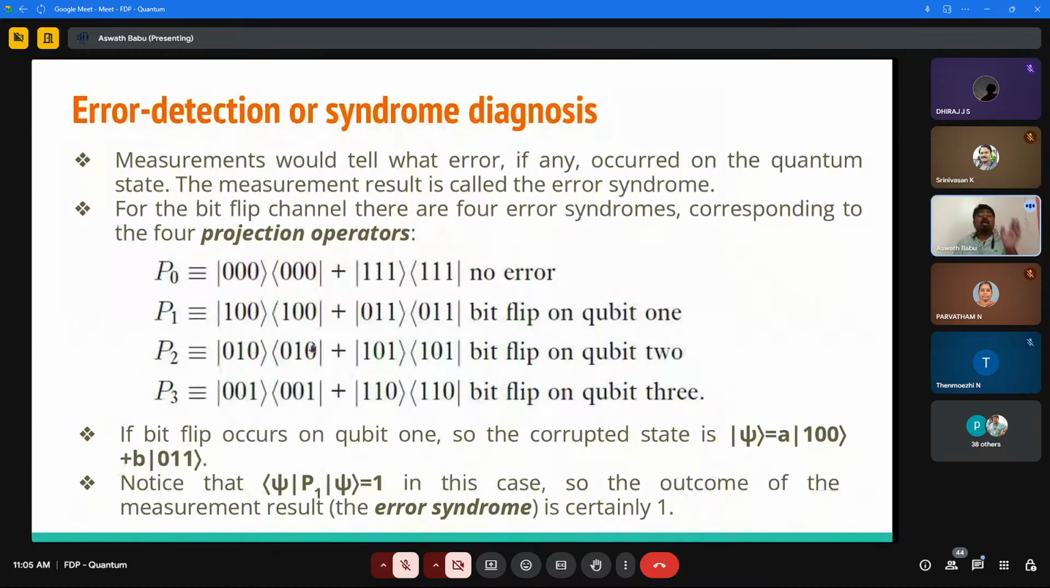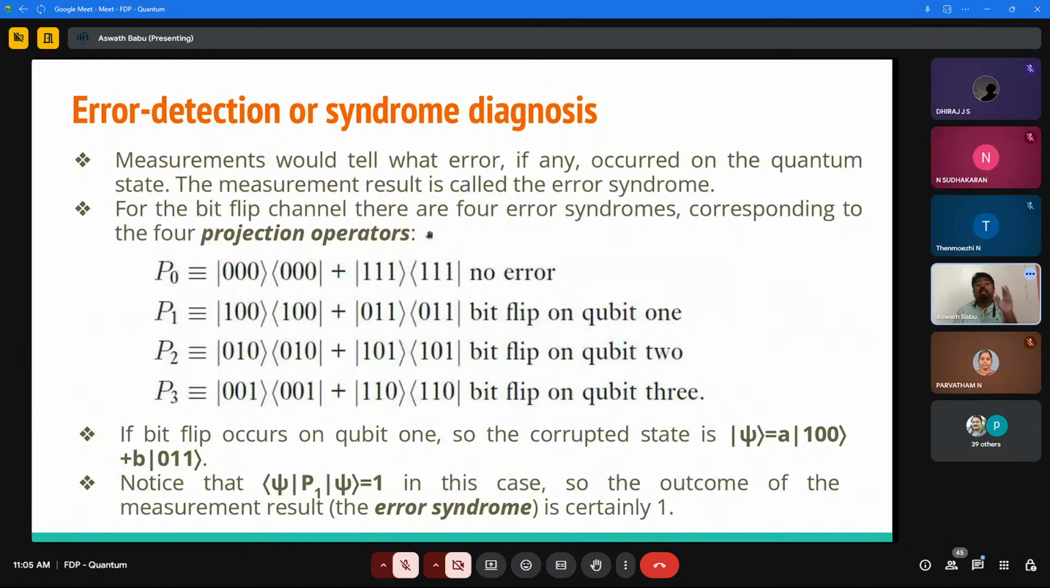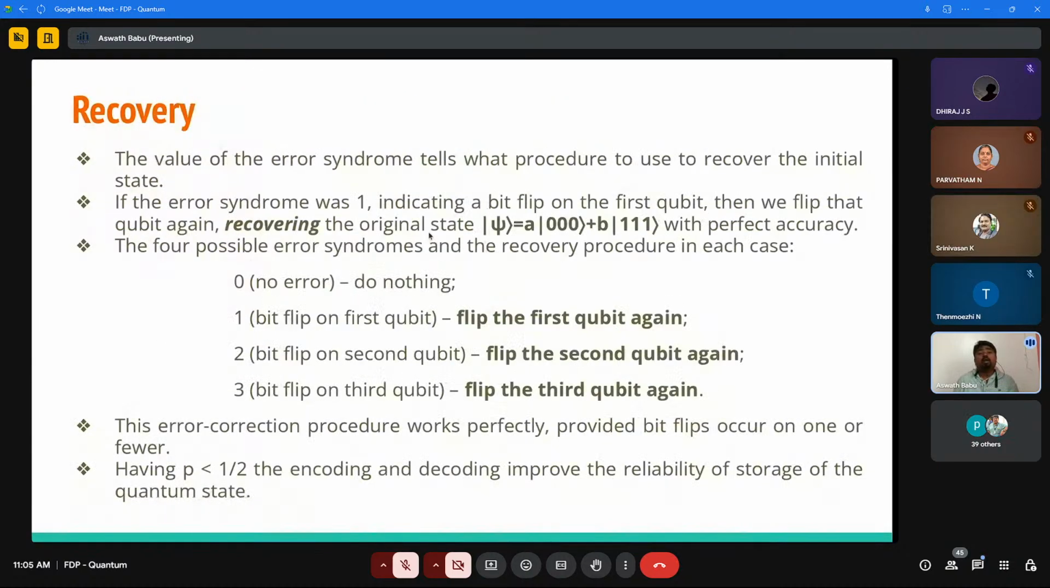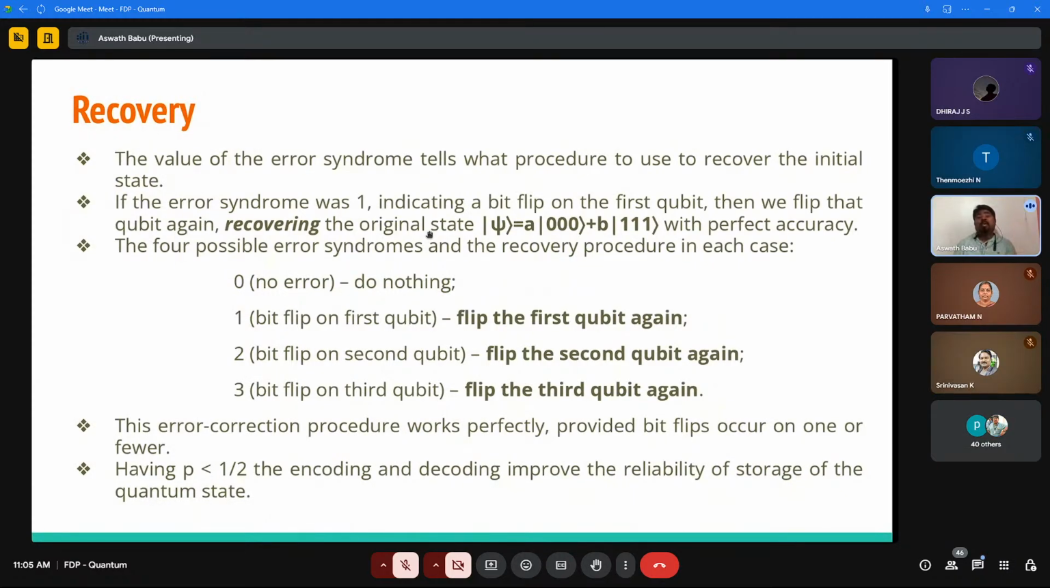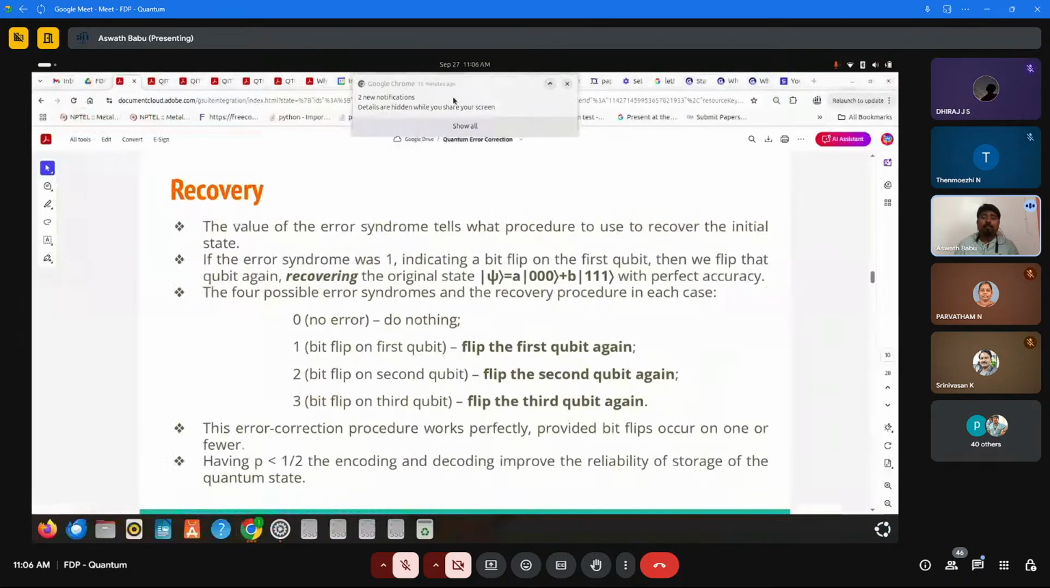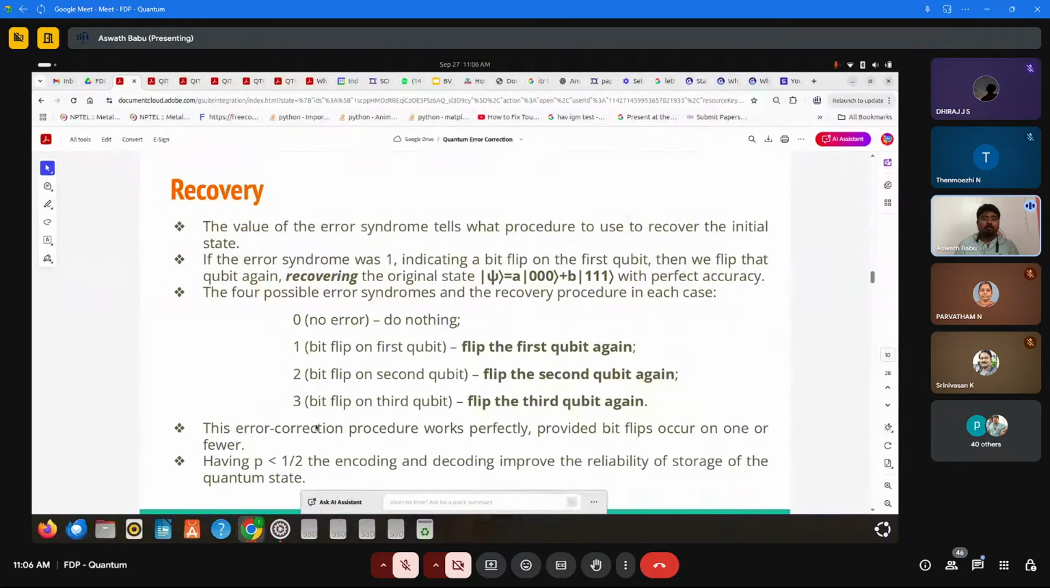Once I figure it out, I can come up with some error correction code. So now I have done the detection. In the later stage, I will do something called a recovery of that particular bit back to normalcy. That we will see after this 5 minutes break. Okay, so let's have a 5 minutes break. If somebody has some doubt, you can ask me. I would be happy to answer.